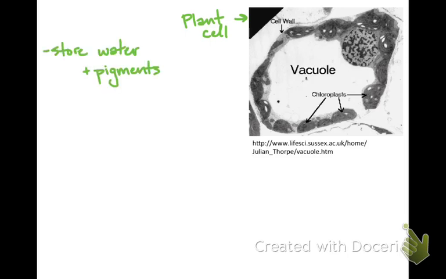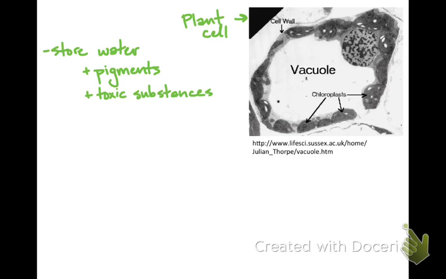They can store water or another aqueous solution. Sometimes those aqueous solutions include pigments, which could attract pollinators, thus aiding in reproduction, or sometimes they're toxins, which to a plant cell is going to be very important to help deter herbivores and predation.